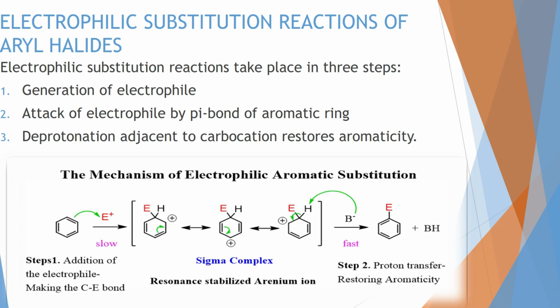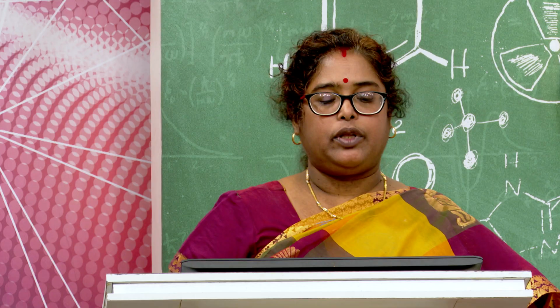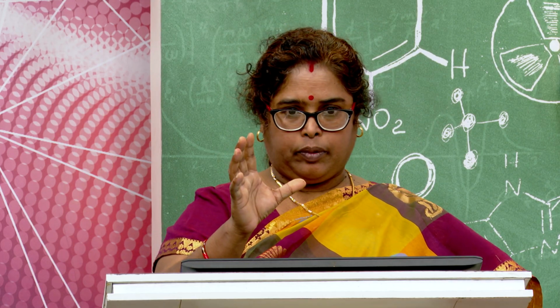The first step is the generation of the electrophile, the second step is attack of the electrophile by the pi bond of the aromatic group, and the third step is deprotonation adjacent to the carbocation and restoring of the aromaticity of the benzene ring. And here I have given you the mechanism of the simple benzene ring with an electrophile.